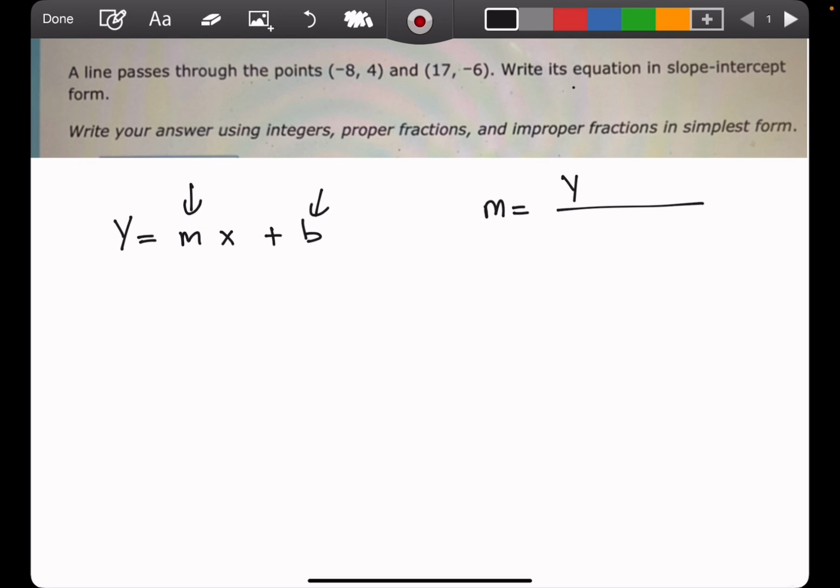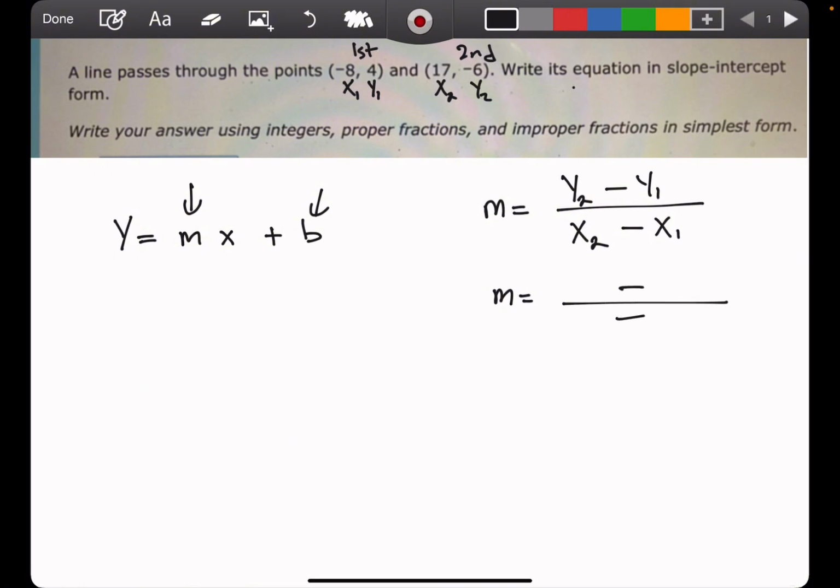Y2 minus y1 over x2 minus x1. So we have to find the slope first. This is the first point, and this is the second. I'm sure now everything is coming back. So x1, y1, x2, y2. Now let's set up the slope.